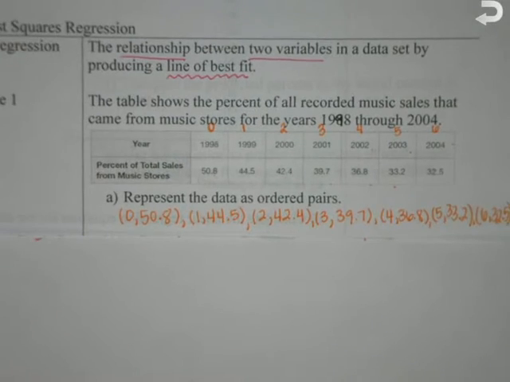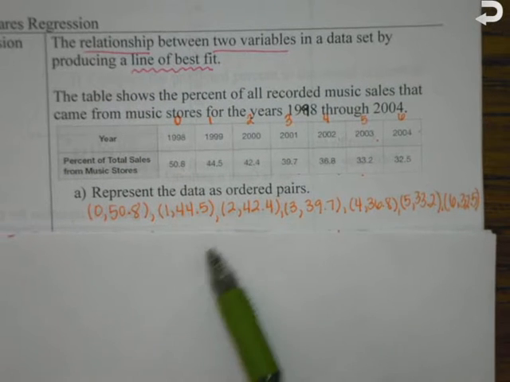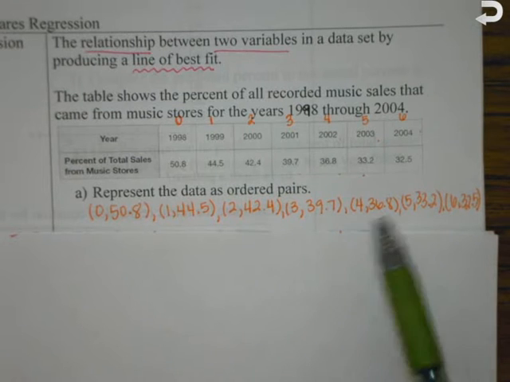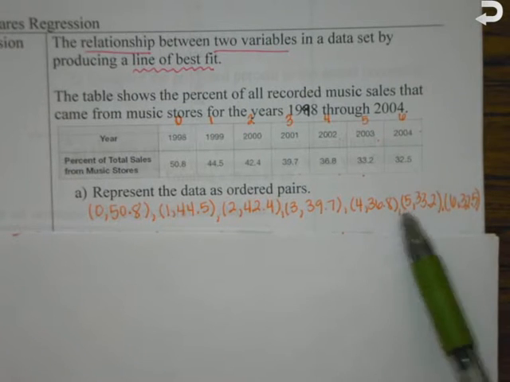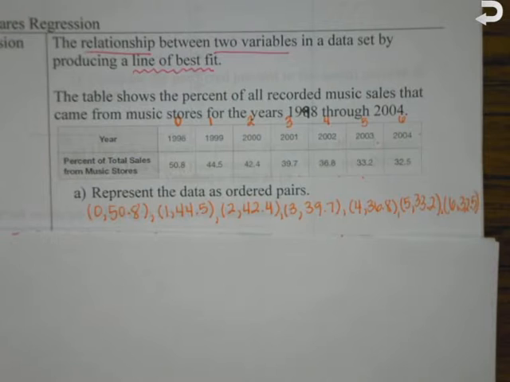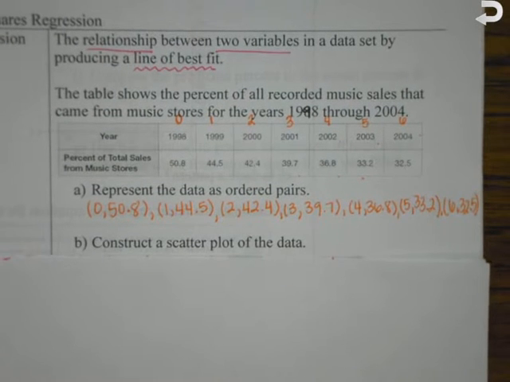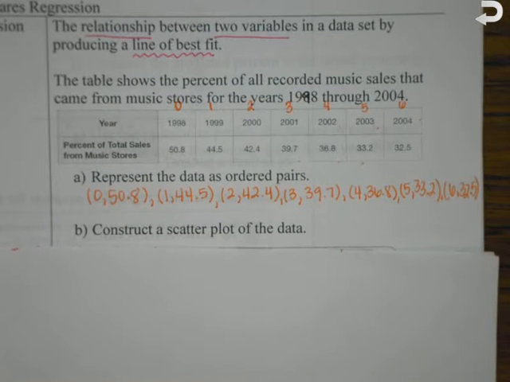Okay, so here's what your ordered pair should have been. You should have had 2, 42.4, 3, 39.7, 4, 36.8, 5, 33.2, and 6, 32.5. Thumbs up if you got all of that. Not too bad, right? Okay, so here's what we're going to do. We are going to graph. So I want you to write part B is to construct a scatter plot of the data, and then here's where I'm going to have you glue in the instructions.